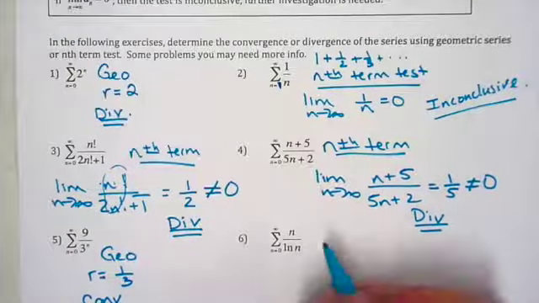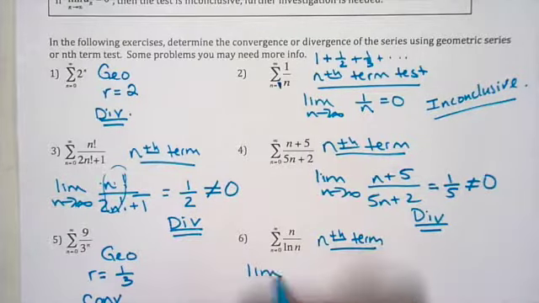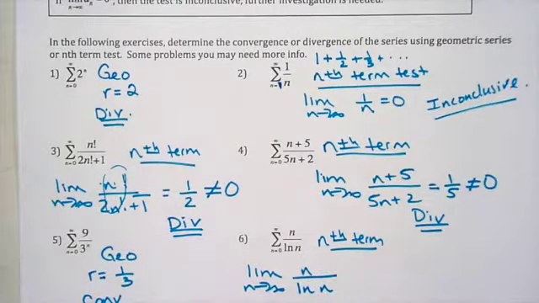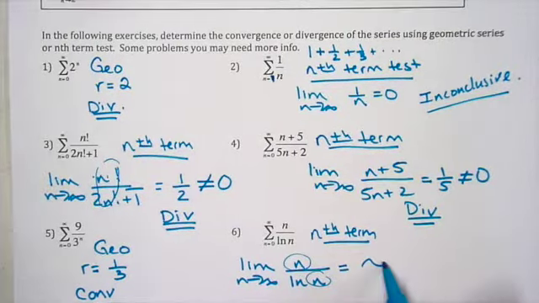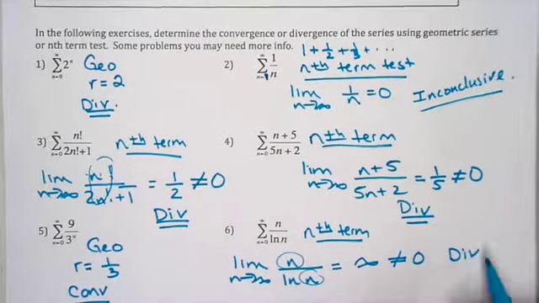Okay, number 6, we're going to use the nth term test here. I'm going to take the limit as n goes to infinity of n over ln of n. Now, when you plug in infinity, you will get infinity over infinity. So you can do L'Hopital's rule if you want, or when you're talking about the same function, taking the log of that function slows down that growth. So the top is going to grow at a faster rate. So I know this limit is infinity, which is not 0, so I can say it diverges for sure.